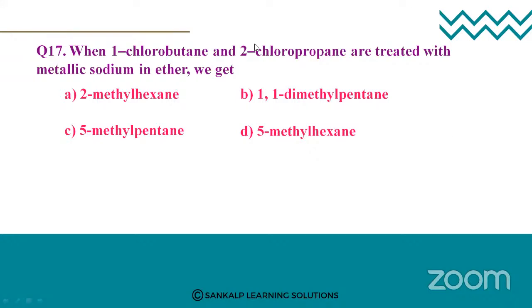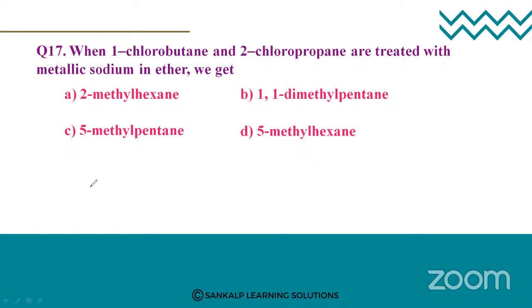Okay, so next question. When 1-chlorobutane and 2-chloropropane are treated with metallic sodium in ether, we get: A, 2-methylhexane; B, 1,1-dimethylpentane; C, 5-methylpentane; D, 5-methylhexane. So there are two compounds: one is 1-chlorobutane, and another compound is 2-chloropropane. If you treat them with metallic sodium in ether, what do we get? So we'll write the reaction.